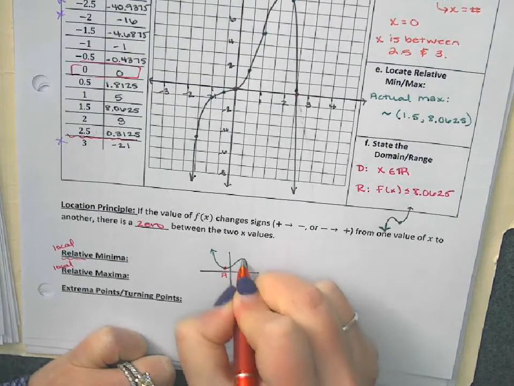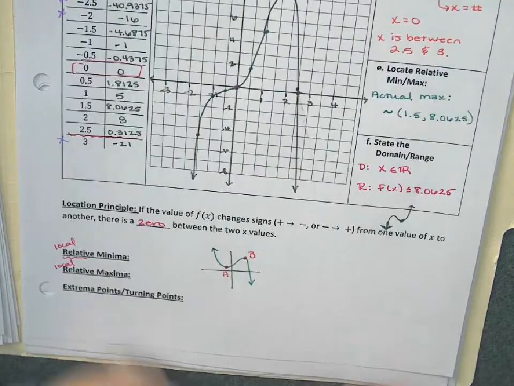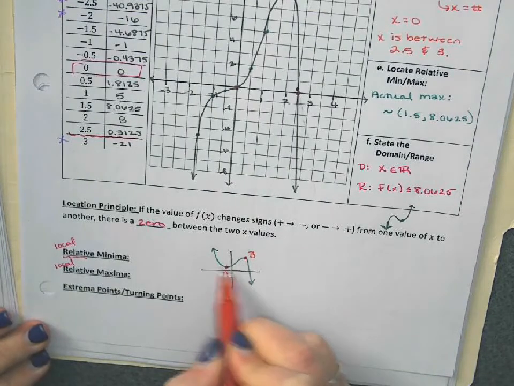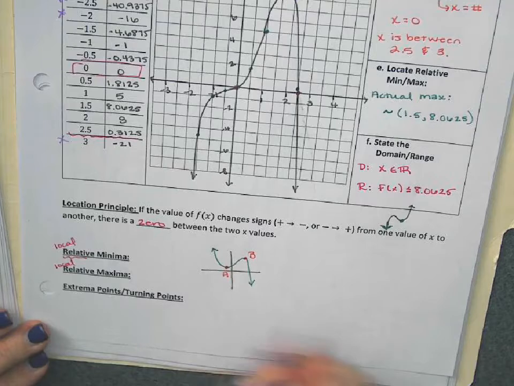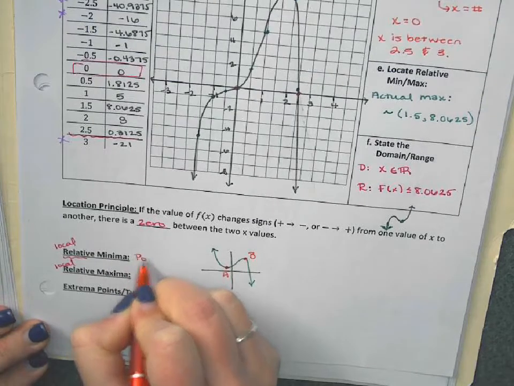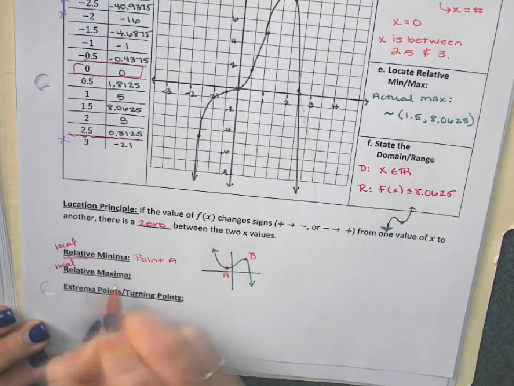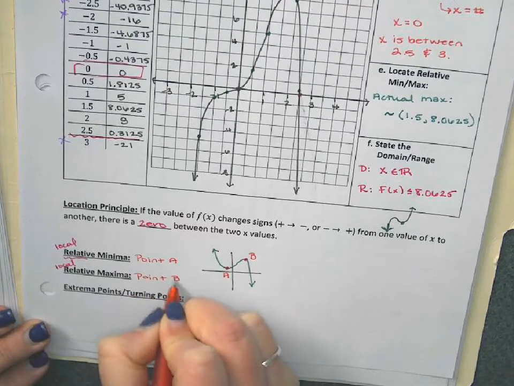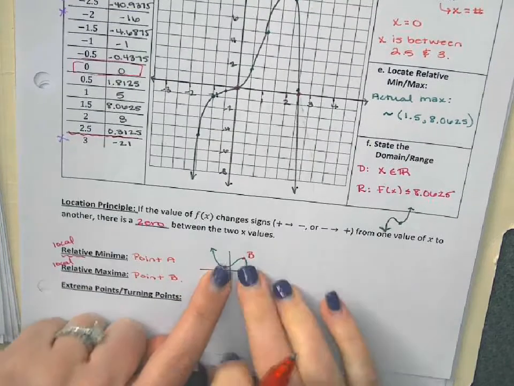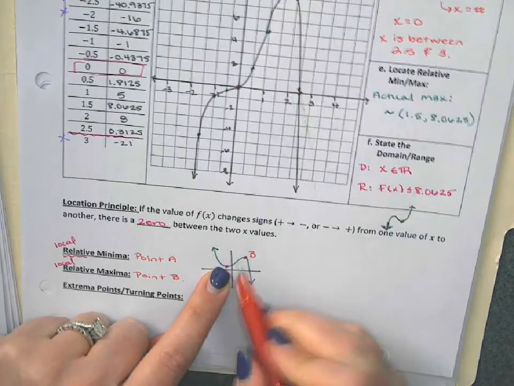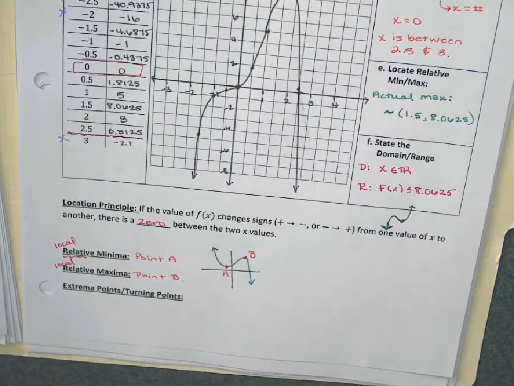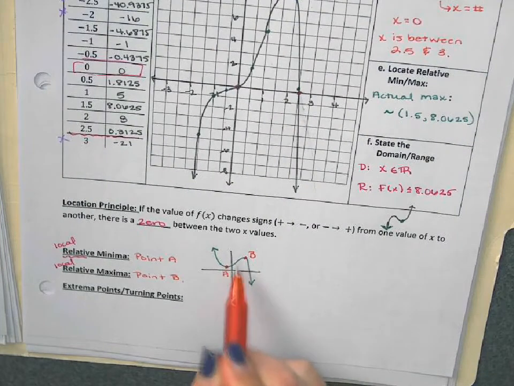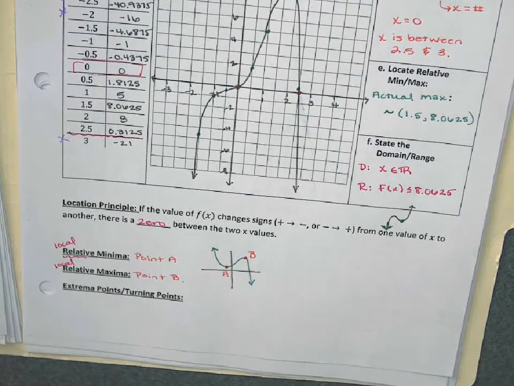Anyways, this would be A, this would be B. Okay. A is going to be a local minimum or a relative minima. So this would be point A. And the relative maximum will be point B. It is not the maximum point on the graph, but it's a maximum within the area. It's changing directions. The graph went from increasing to decreasing, creating a local maximum in that area.